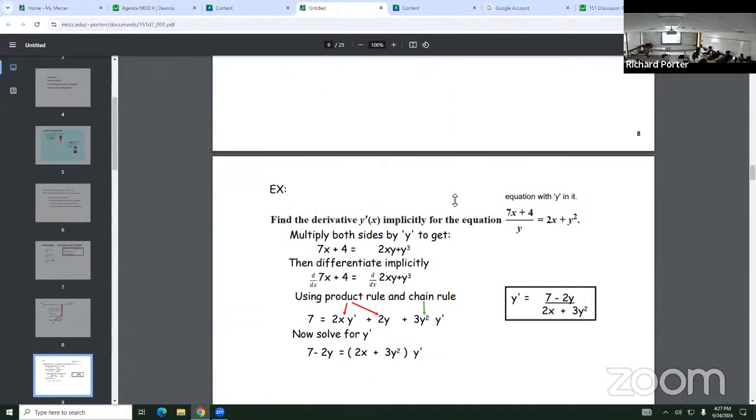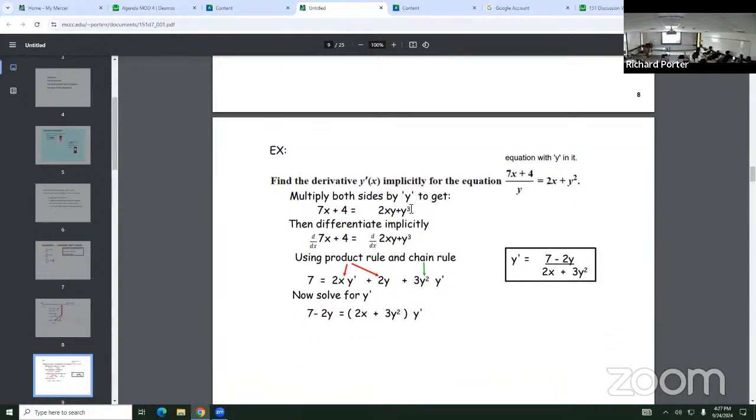So, here's a nasty problem. When you see something like this, a y mentioned in more than one spot, then it's implicit differentiation. And this particular problem, I just want to read it, because I think it used to be in your homeworks. I might have taken it out because these are just awful. You take the y and you multiply both sides by y. So you have 7x plus 4 equals 2xy plus y cubed.